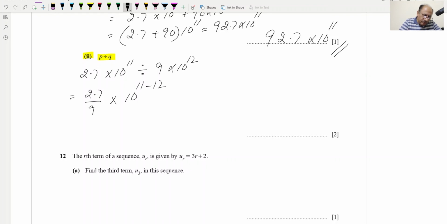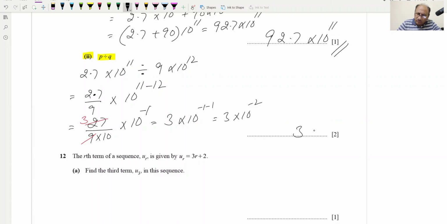And now to get rid of this decimal, which is 2.7, we can write 27 over 9, and this will be 10, to remove the decimal of 2.7, and this will be 10 raised to the power minus 1. And next, we can cancel: 9 3s are 27, and this 10 we can shift to the numerator, so it will be 10 raised to the power minus 1. So 3 into 10 raised to the power minus 1 and minus 1, so it will be minus 2. So the final answer will be 3 into 10 raised to minus 2, which we can provide over here.